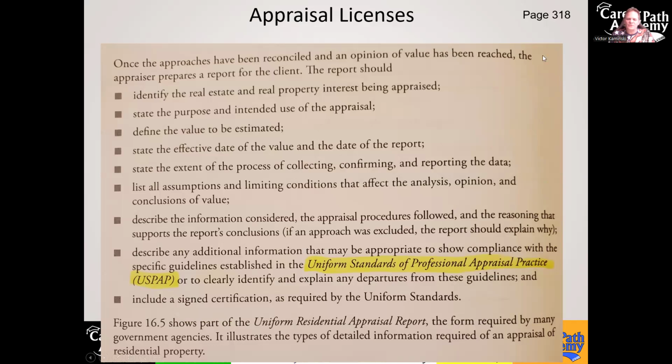But here, I guess on page 318, we could highlight Uniform Standards of Professional Appraisal Practice, USPAP. Remember that? We need to know MAI and USPAP has something to do with appraisers. So USPAP stands for Uniform Standards of Professional Appraisal Practice. And this is a class that appraisers need to take every 2 years. Got it? You guys find that?